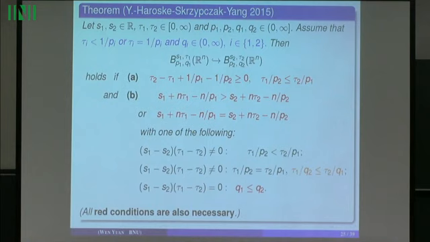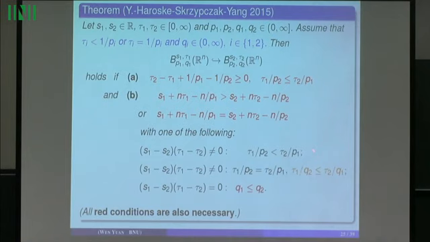So we can also prove that all the red conditions are also necessary. So the only gap is this one. In this limiting case, we need an additional requirement: tau 1 over q2 less than tau 2 over q1. Of course, when tau 1, tau 2 are 0, this disappears. But if tau 1, tau 2 are not 0, this condition exists.